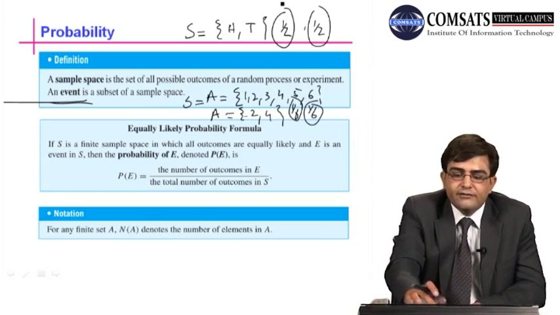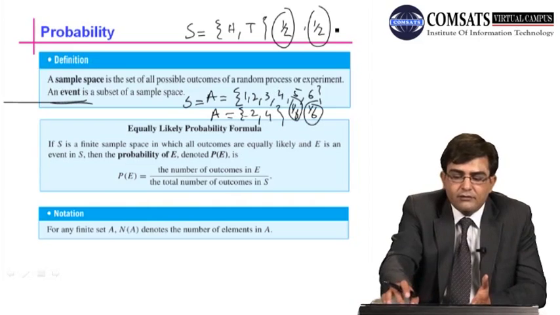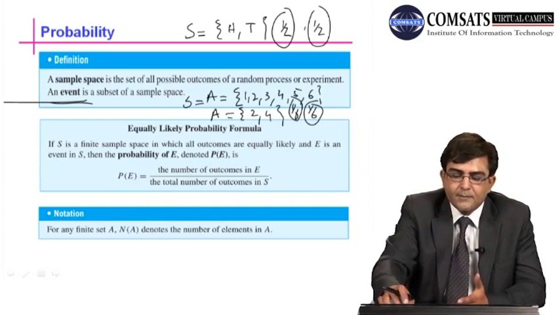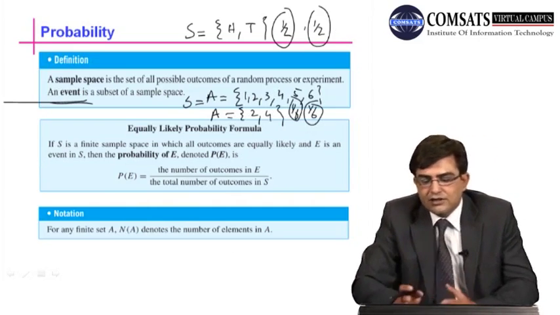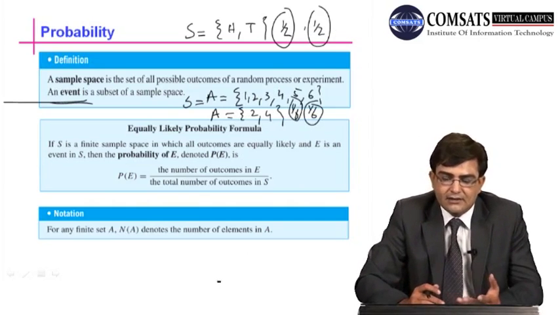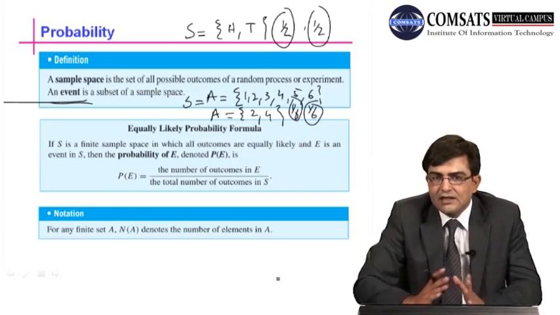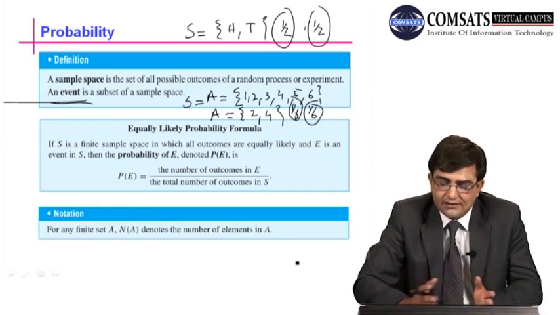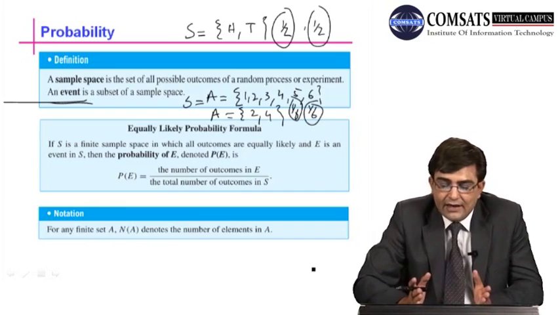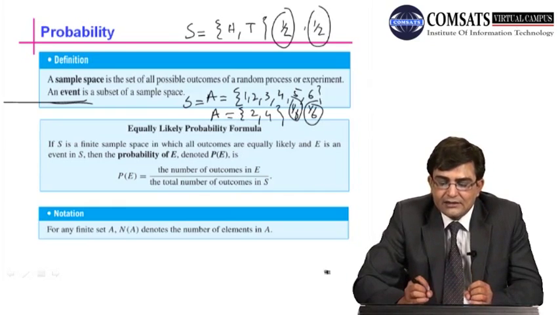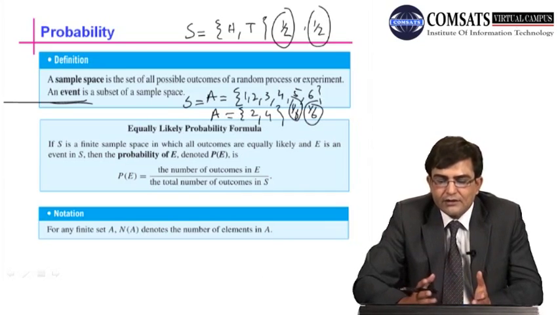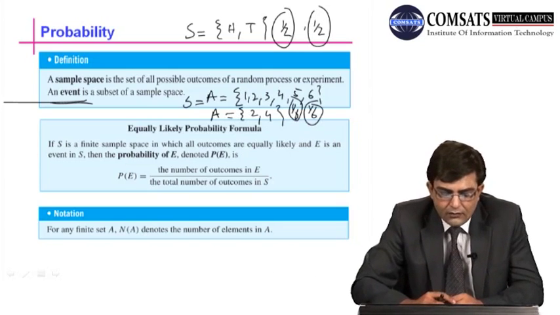Here the chance of coming head is 50%, and of coming tail is 50%. Here, coming 1, 2, 3, 4, 5, 6 on that die, the chances of appearing any digit on that die are equally likely. Their chances are the same for all outcomes. Such types of experiments or random processes are basically called equally likely.